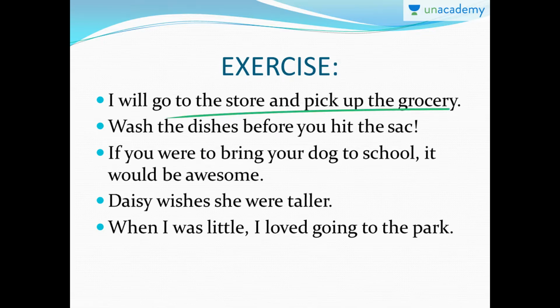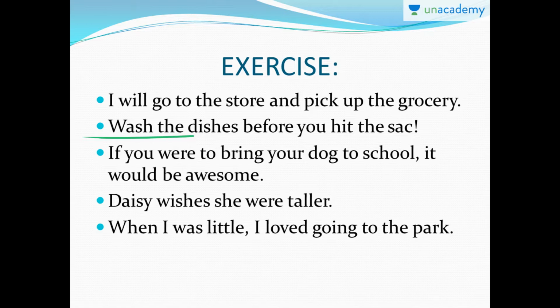Okay, next one. Wash the dishes before you go to bed. You hit the sack is another way of saying going to bed. Okay, I'm hitting the sack. That means I'm going to bed. So wash the dishes before you hit the sack. So there is no subject. Wash the dishes. I'm giving you an order. So this is an imperative sentence.